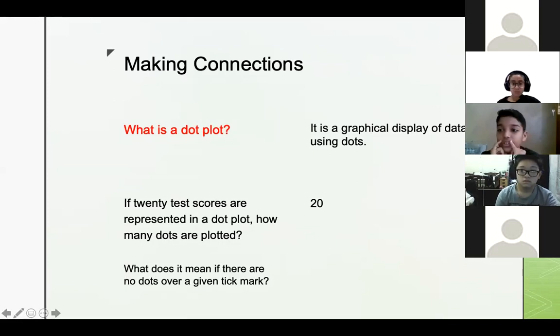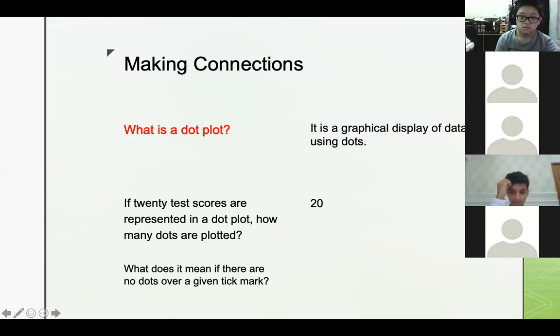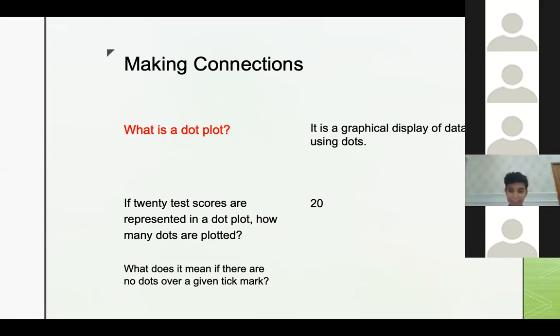Abdullah Sahel, I have a dot plot, and then there is a range over which I don't see any tick marks or no dots. What does it mean?